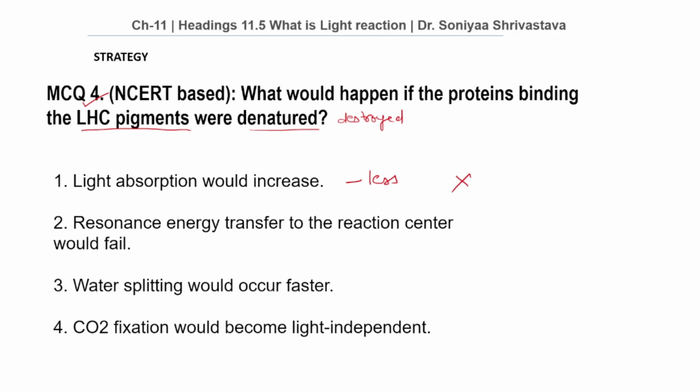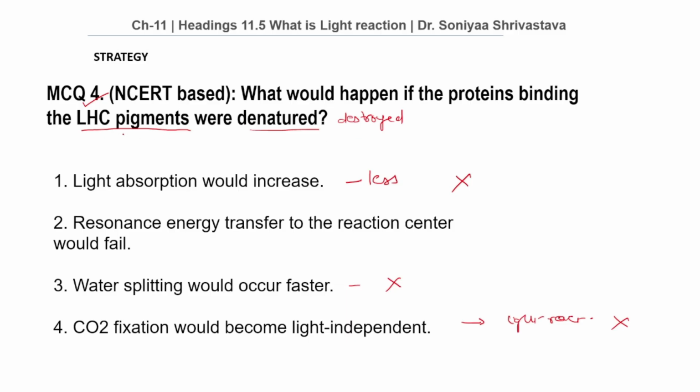Option number 3. Water splitting would occur faster. Water splitting depends upon the functional photosystem II complex. Damaging the light harvesting complex protein would disrupt the system rather than make it work faster. So this option is also wrong. CO2 fixation would become light independent. CO2 fixation already does not directly use light, but it depends upon ATP and NADPH produced by the light reaction. So denaturing LHC proteins cannot make photosynthesis independent of light. So this option is also wrong.